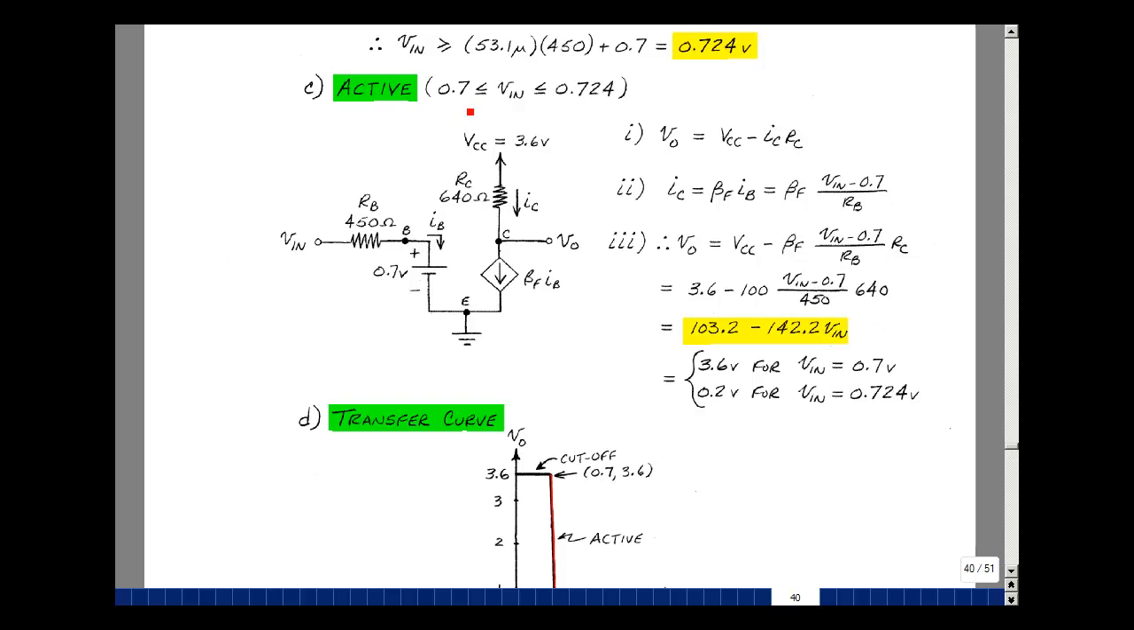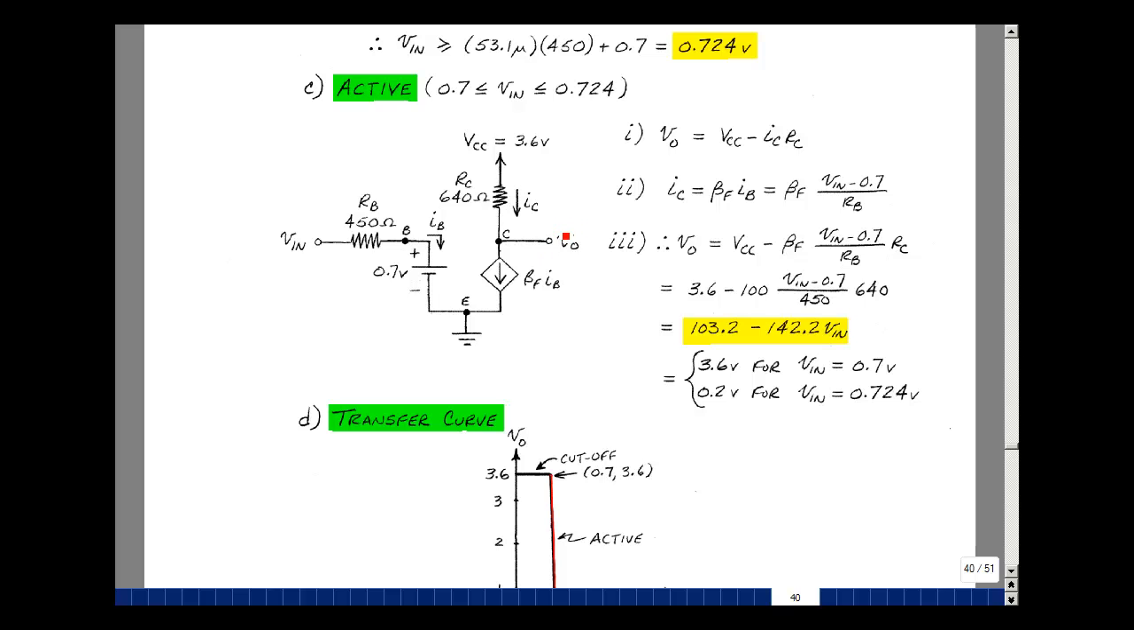What about between those two values? Well, since we've covered all the conditions to be in cutoff and in saturation, it's most likely in the active region. So let's put that model in and see whether it's consistent. Between the base and the emitter, we'll put the VBE on of 0.7. Between the collector and the emitter, a current-controlled current source of beta F IB. And now let's solve for Vout.